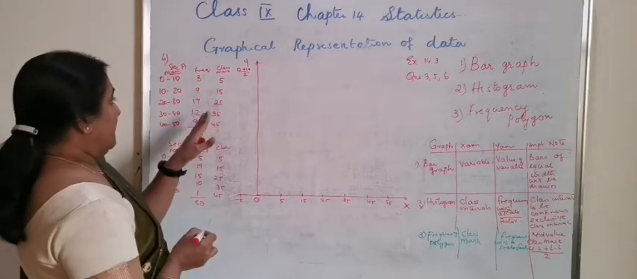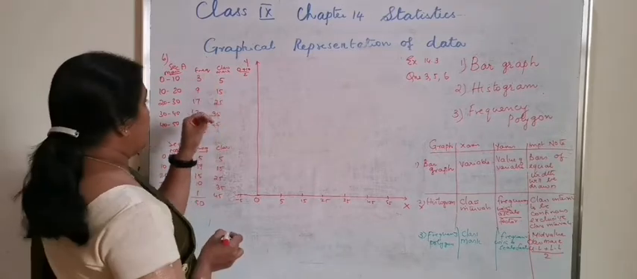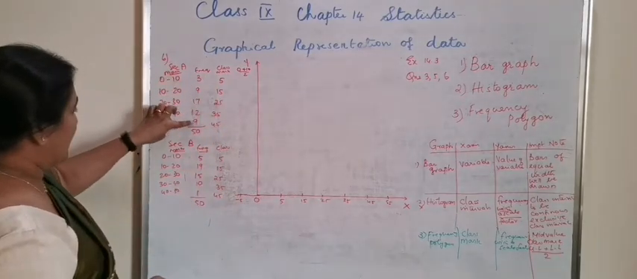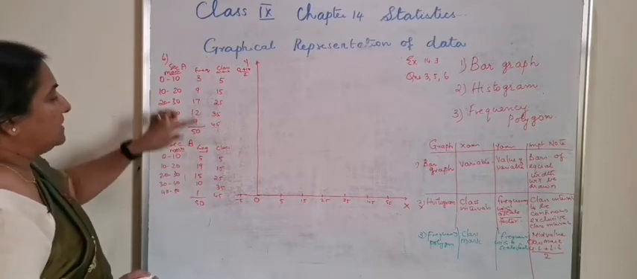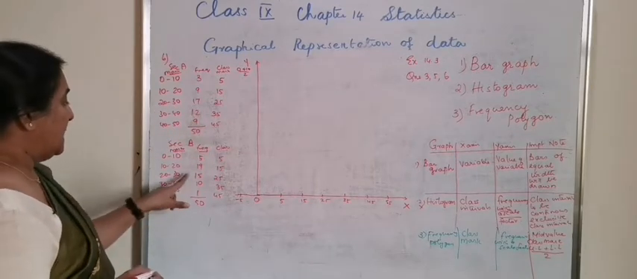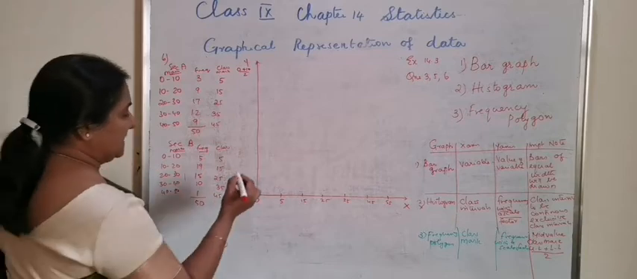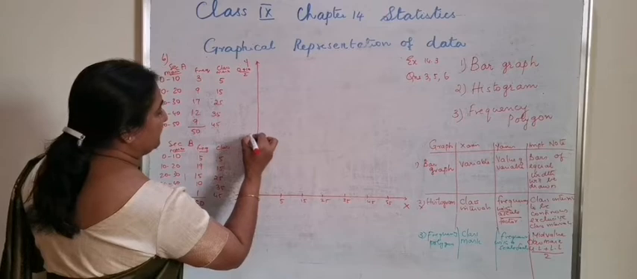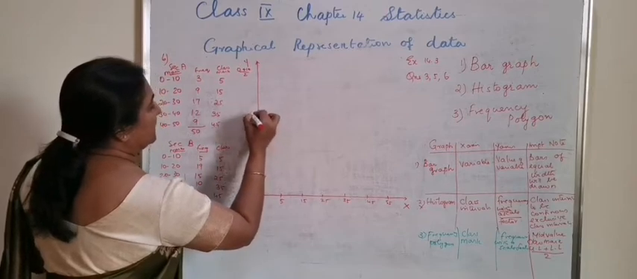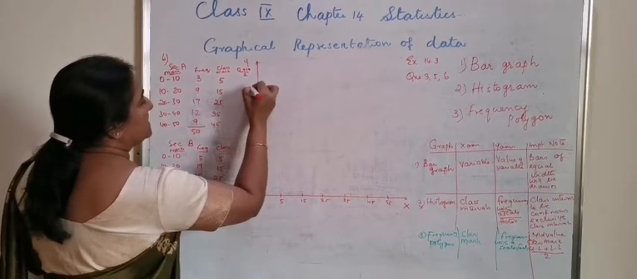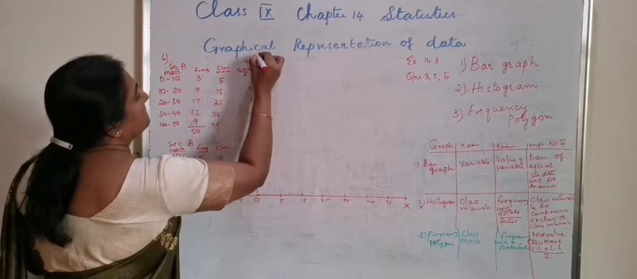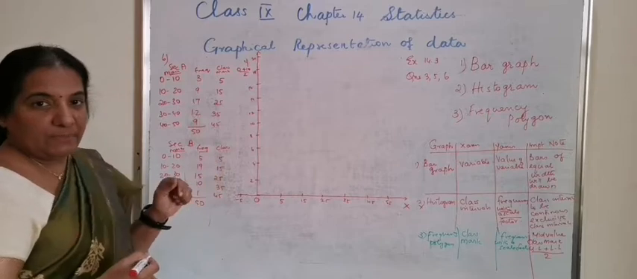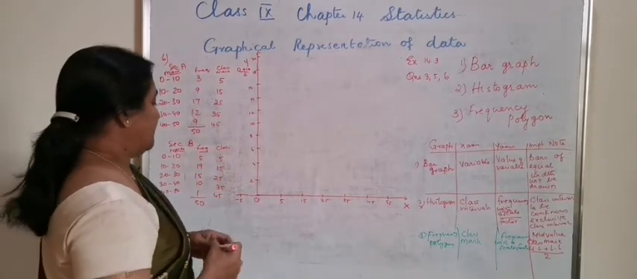Then let's mark the frequency. Since it is on the same graph paper, with 3, 9, 17, 12, 9, we have to consider all the values before taking the scale. The values are almost similar. We can take a scale of 2 units: 2, 4, 6, 8, 10, 12, 14, 16, 18 and 20, so that you can easily plot the points.